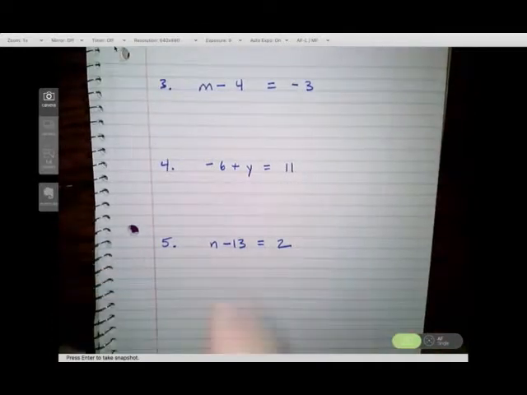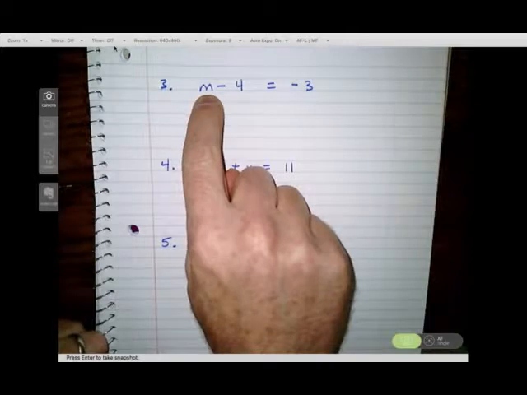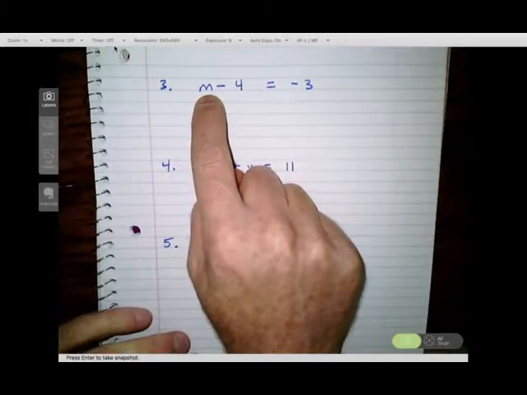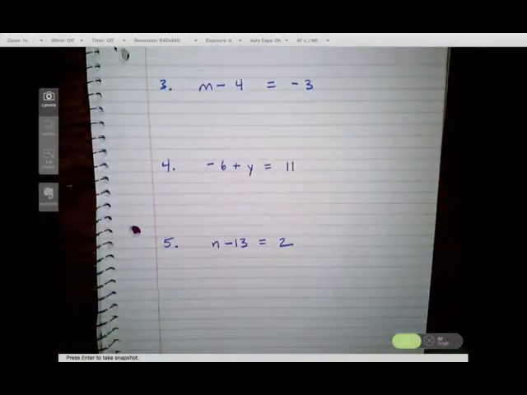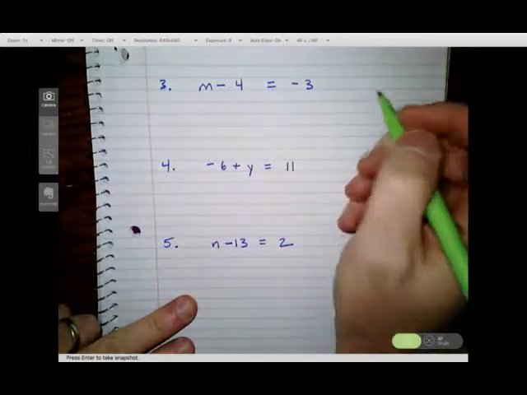So some number, and we don't always use x in equations. That's probably the most common variable, but usually we will use other letters too. m take away 4 is negative 3. So this might be a little tricky. What number take away 4 is negative 3? I bet some of you can figure it out in your head, but I'm going to show you how to do it by showing your work.